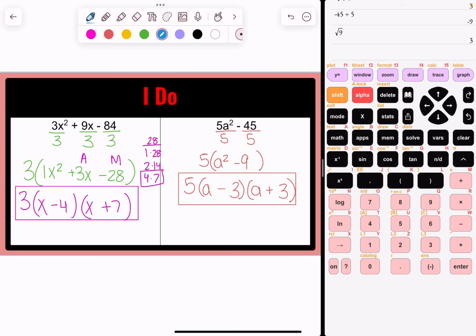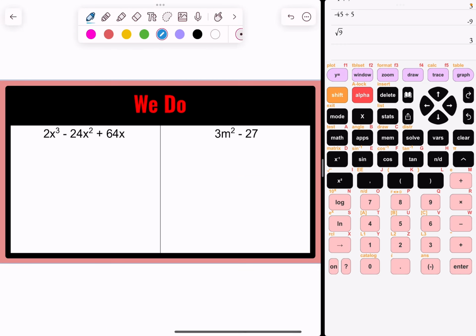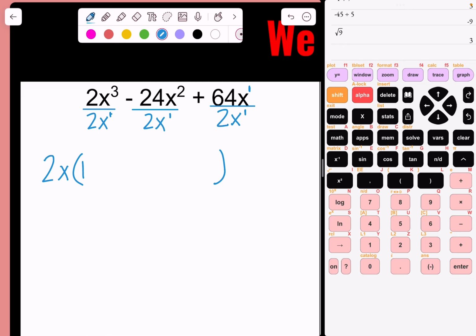Alrighty. Let's look at this next problem. This is a we do, so I really want you to pause it, try it, then see if I got it. All right. My smallest number here is 2. Since all of these are even numbers, I know I can divide by 2. And then, actually, all of them have an x, and the smallest x is x to the 1, so I could actually take out that x to the 1. So my GCF is 2x, and now 2 divided by 2 is 1, x to the third divided by x to the 1, subtract the exponents, we get x squared.